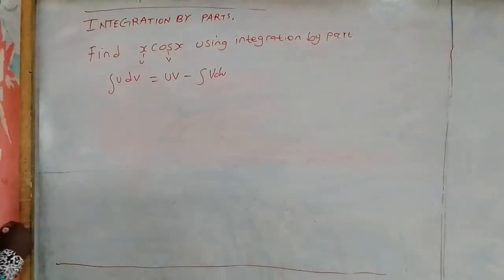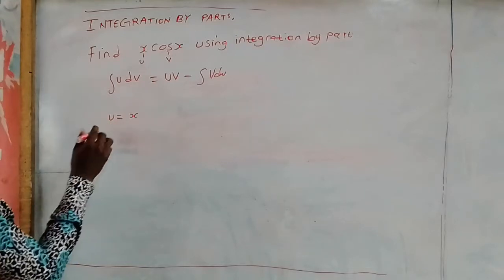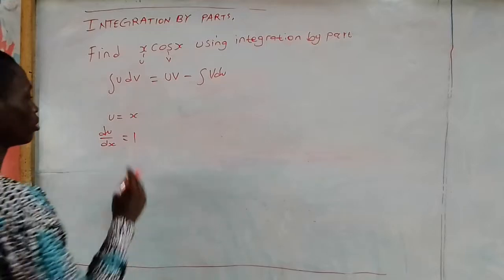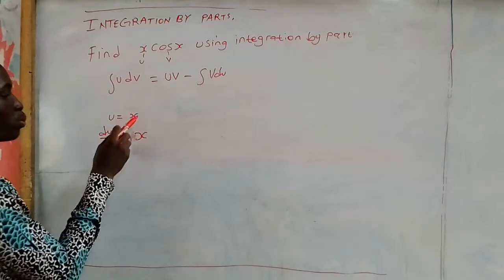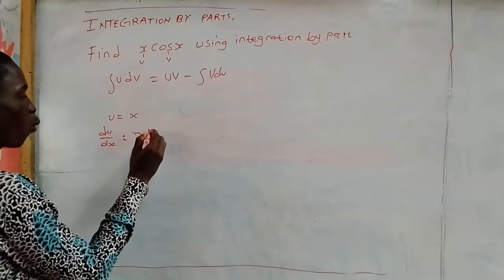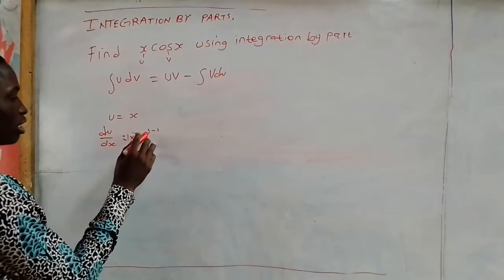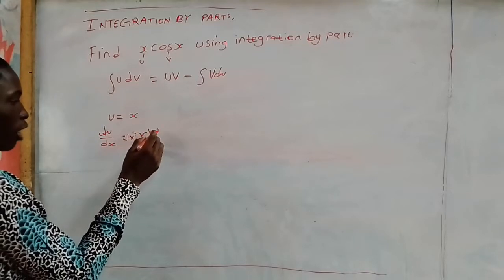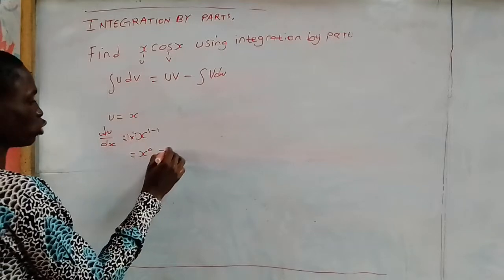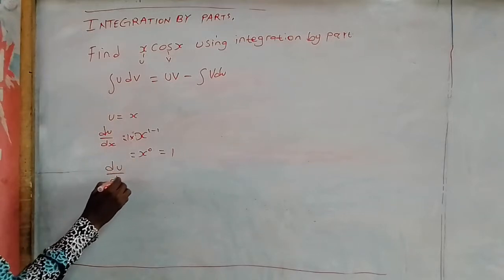So u is equal to s, and if you find the differentiation of u, that is du with respect to s, we have it to be 1. How come? The s here has an invisible power 1, because anything raised to power 1 is still that same number. So if I multiply by the power 1 and remove 1 from the power, I'm left with 1 times s to the power 1 minus 1, which is s to the power 0, and that is 1. So du/ds of s gives us 1.